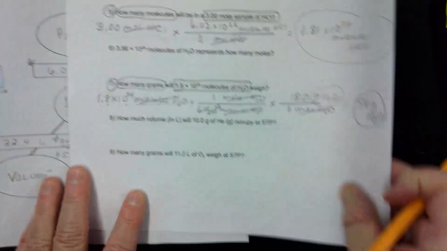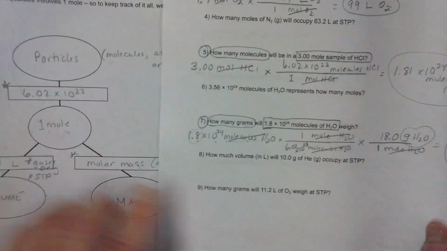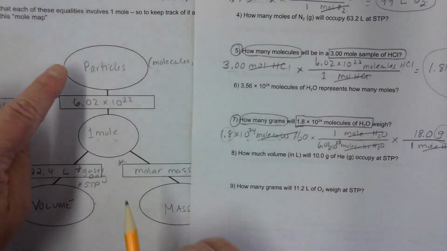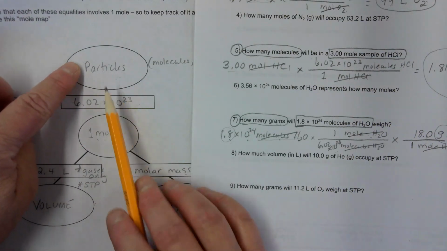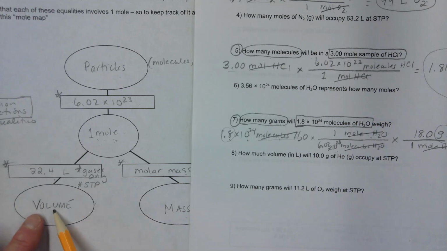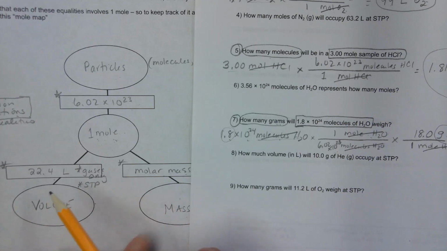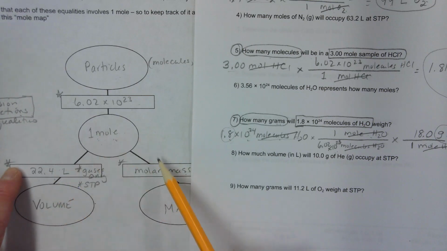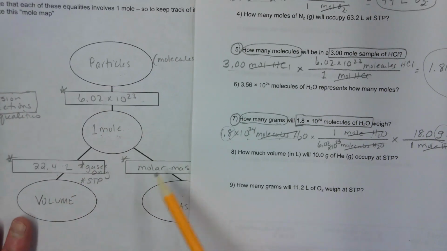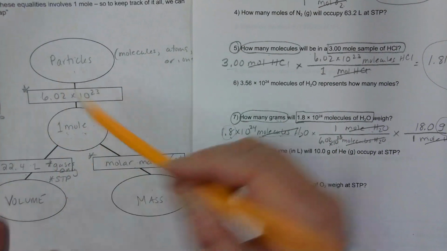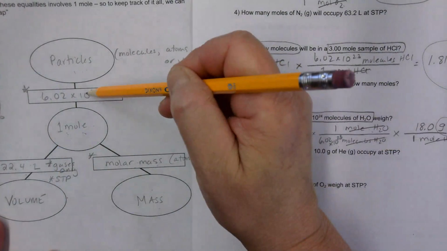So here you can see that this problem required 2 conversion fractions because we were starting with particles and going to mass. If we were going from volume to mass, we would also need 2 conversion fractions. This is the first one, this is the second. If we were going from mass to particles, we would need 2 conversion fractions.